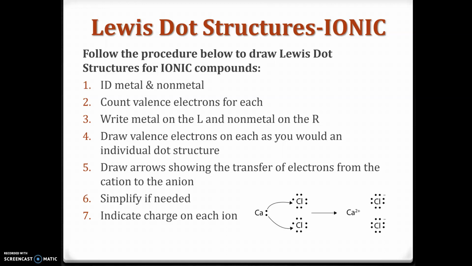So we're going to count the valence electrons for each of them, and we're going to write the metal on the left and the non-metal on the right. We're going to do individual Lewis dot structures for each of the atoms, so we're going to draw their valence electrons around each of them. And then because ionic compounds transfer electrons, we actually draw arrows to show that that no longer belongs to that atom anymore. You can see on this one that chlorine has a spot open for 1 more on each of those chlorines. Remember that bonding is all or nothing.